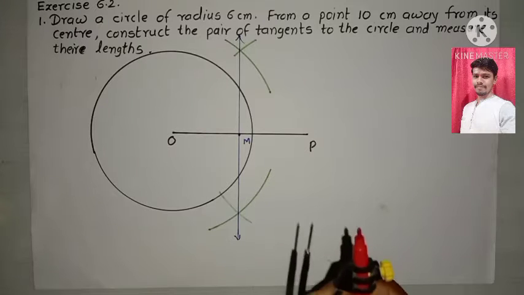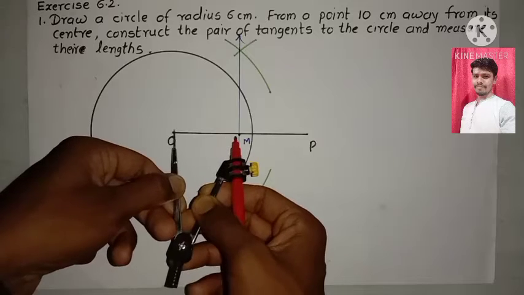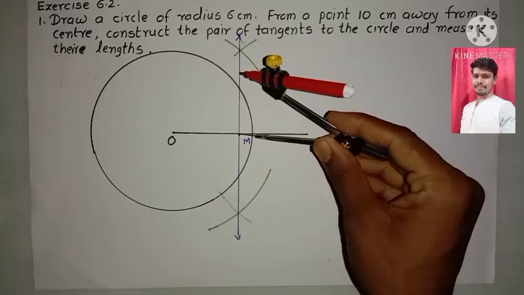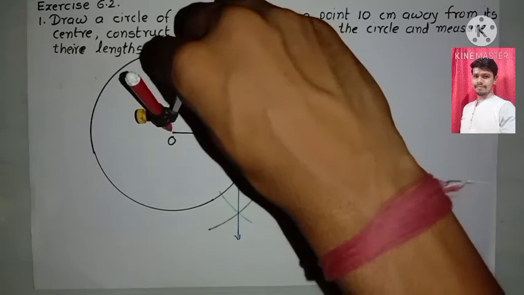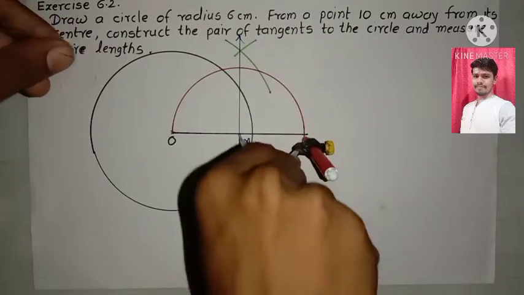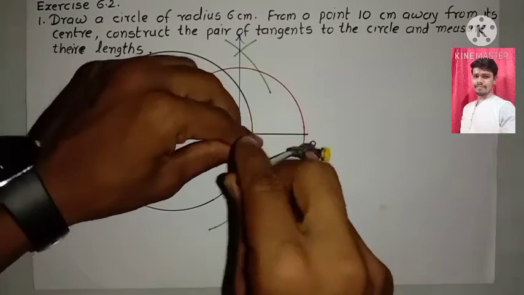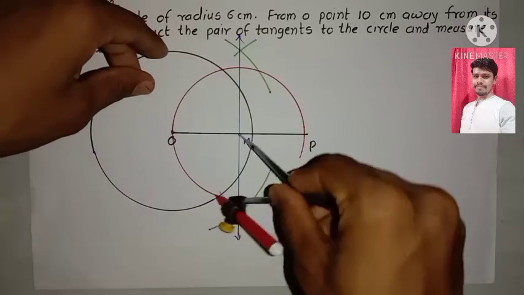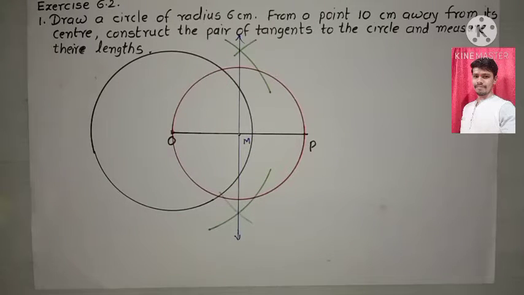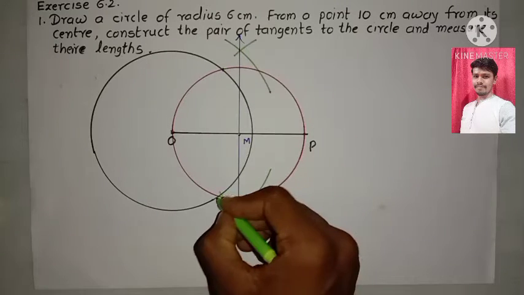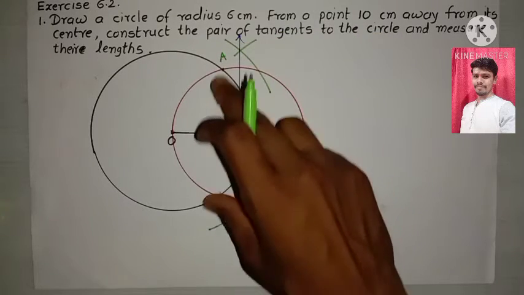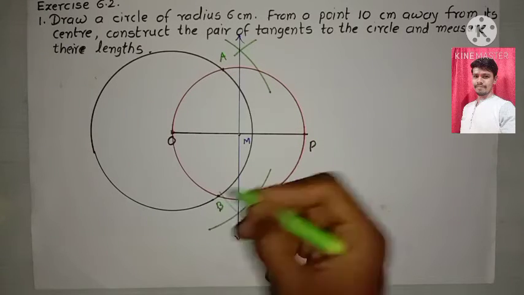In step 6, take OM distance in the compass, and with the compass point on M, draw another circle. This new circle intersects the previous circle at these two points, which we name A and B. These are the 2 circles intersecting at points A and B.